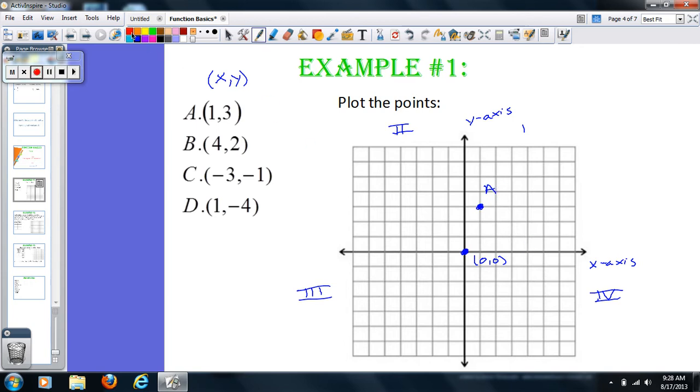Now I'll actually use a different color. We're going to go to B. For B, x is 4, so I'm going to go 1, 2, 3, 4. y is 2, so I'm going to go up 2. 1, 2.